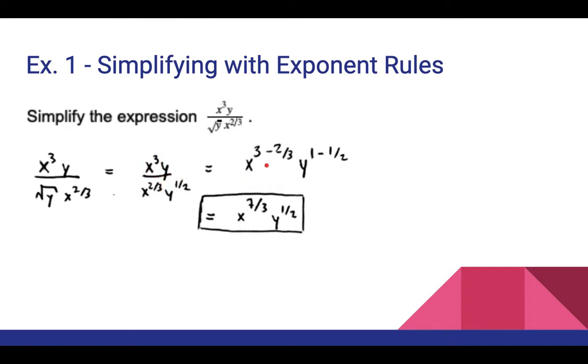So as a result, x to the third minus 2/3, and then y to the first minus 1/2. So as a result, we're going to get x to the 7/3 and y to the 1/2 as our result. And if you want to rewrite y to the 1/2 as square root of y at the end, that's perfectly acceptable as well.